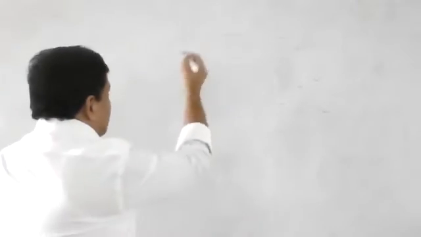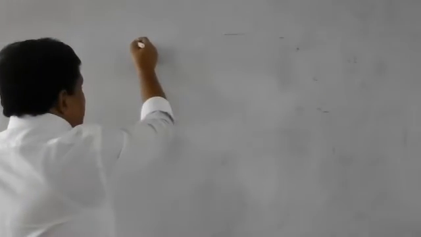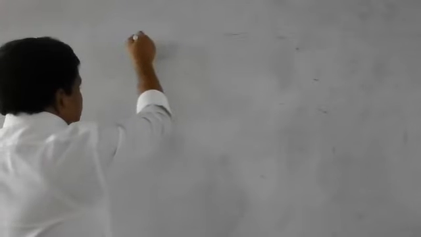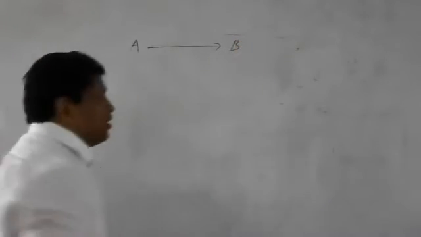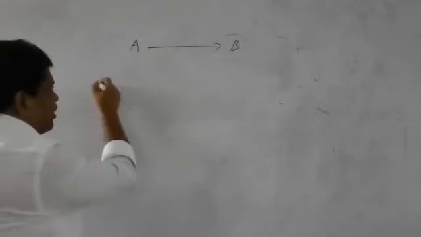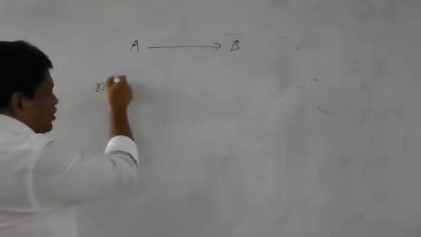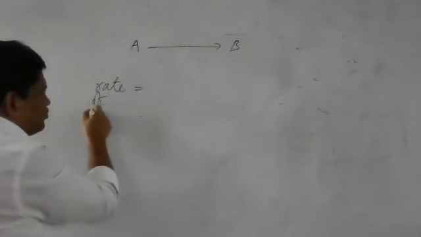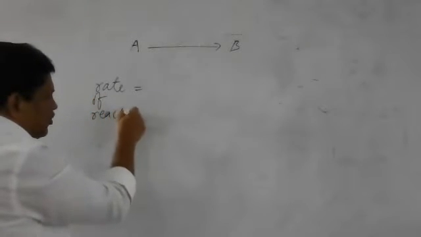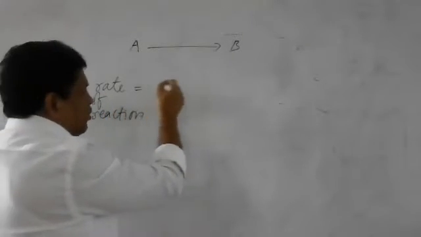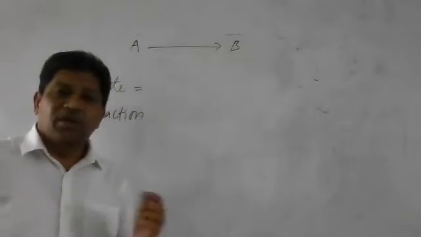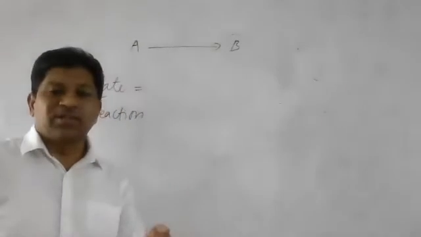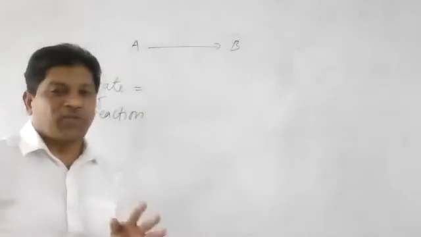Suppose we take one reaction, A gives rise to B. In this case, what is the rate of reaction? How do we write the rate of reaction? Rate of reaction is generally the decrease in the concentration of reactant or the increase in the concentration of product. That is the rate of reaction.